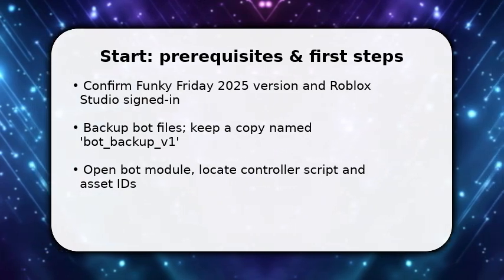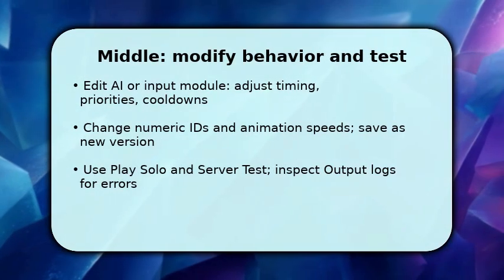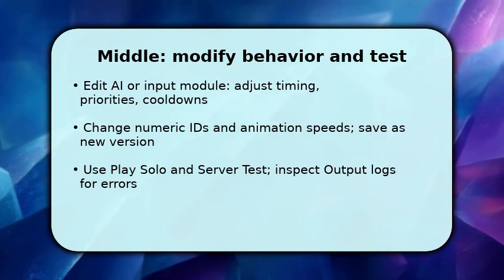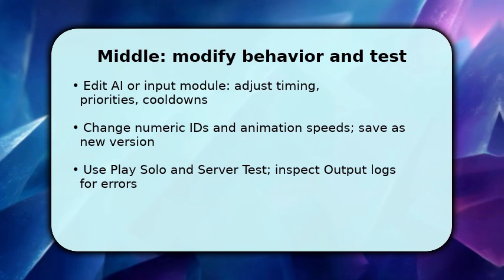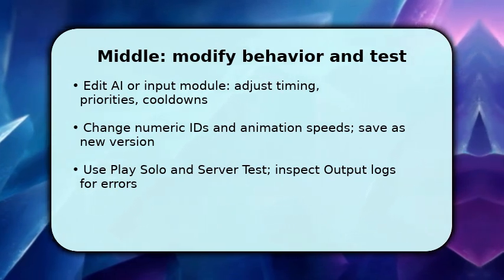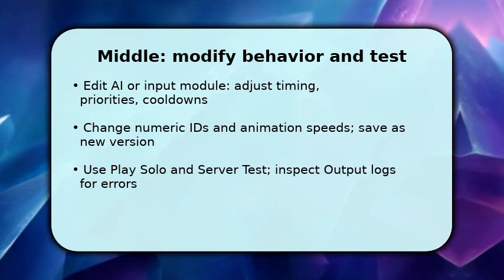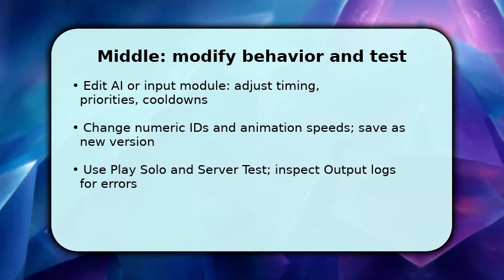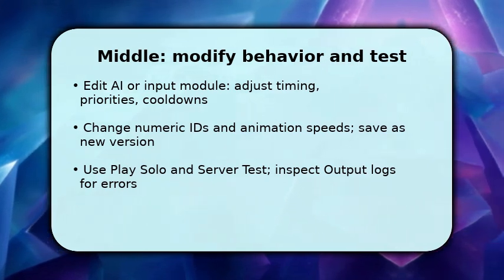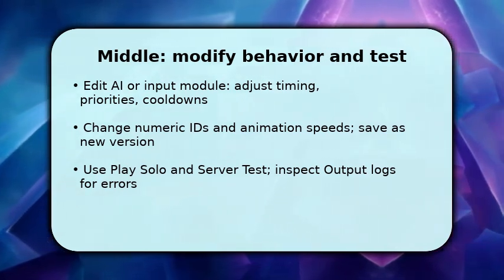Now you edit behavior. Open the bot's AI or input handling module and adjust timing, priority, and response tables. Change numeric ID, cooldowns, and animation speeds logically. Run small edits, then save as a new version. Use Studio's Play Solo and Server test to simulate multiplayer timing, observing output logs for errors.